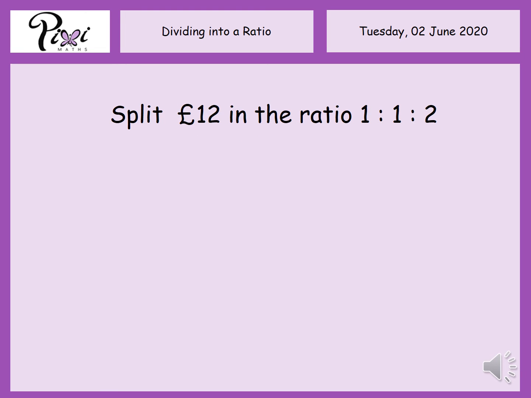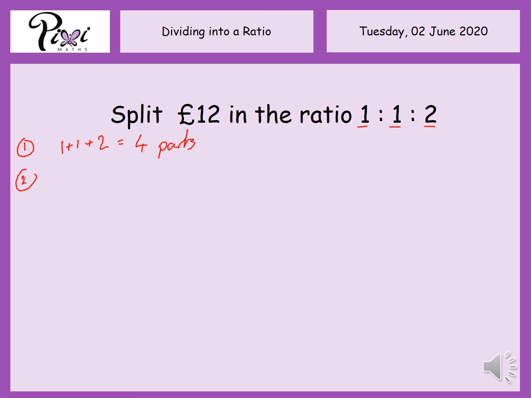Okay, so one last example before we start the task. So we've got splitting £12 into the ratio 1 to 1 to 2. And this one, although we're splitting into 3 parts, so 3 chunks, the idea is still the same. So step 1 is how many parts. So we've got 1 part, 1 part, and 2 parts. So 1 add 1 add 2 gives me 4 parts.